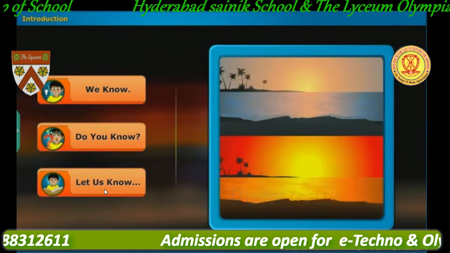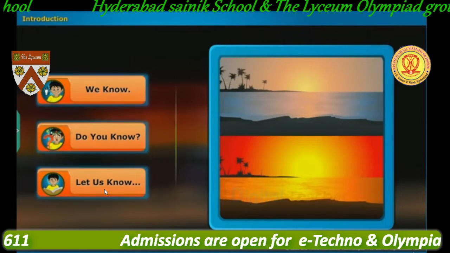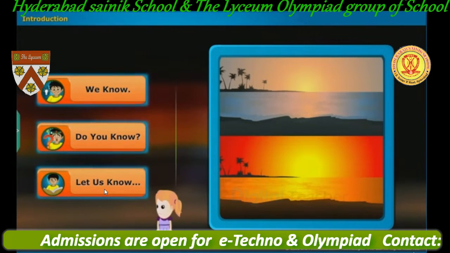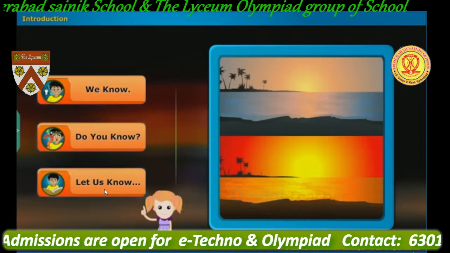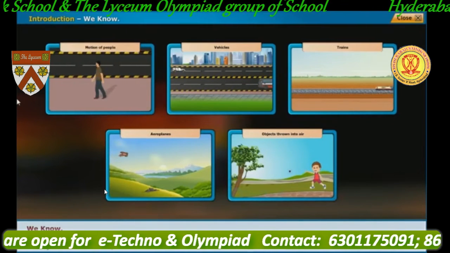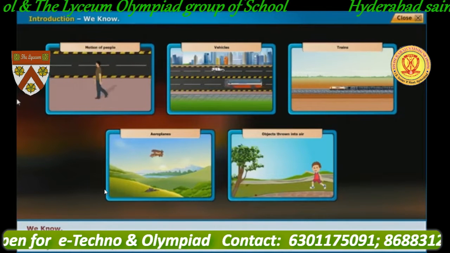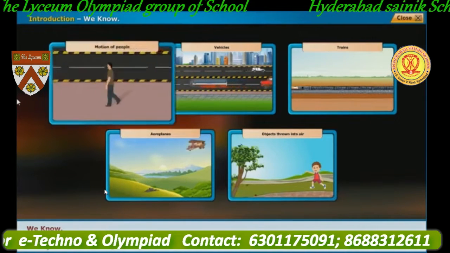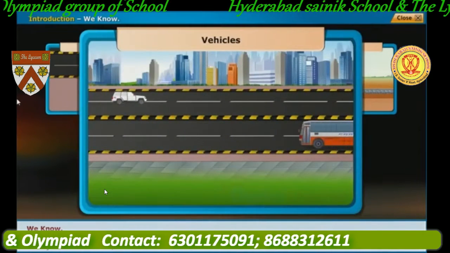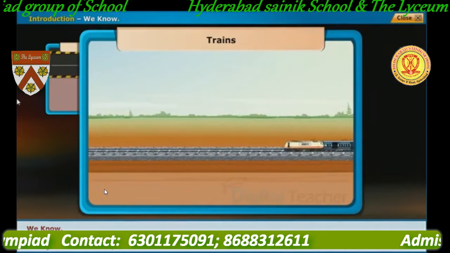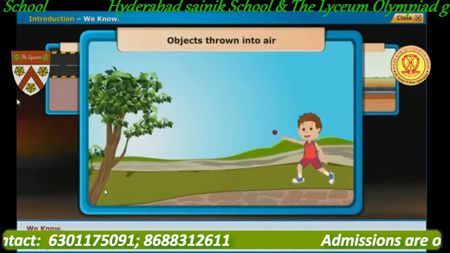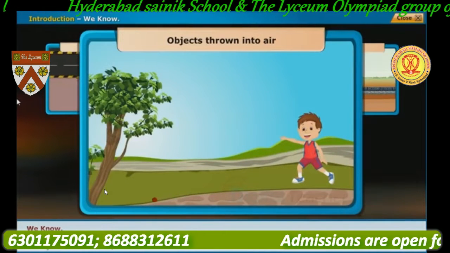Introduction. Before entering into the chapter, follow the instructions shown on the screen. Click each tab to know more. Generally, we have seen many examples of motion around us, like motion of people, vehicles, trains, aeroplanes, objects thrown into air, etc.